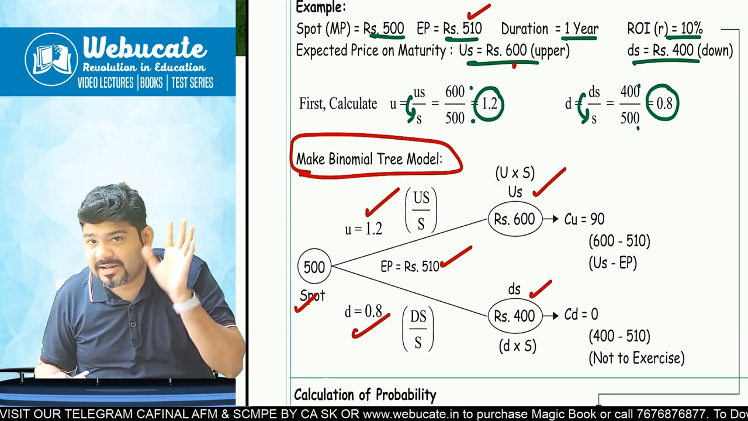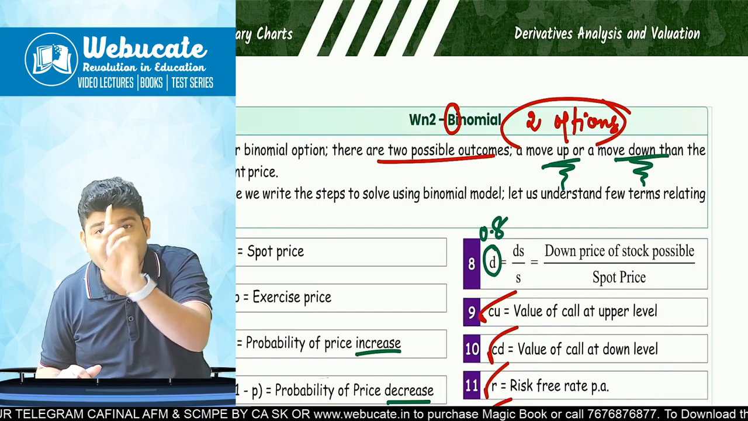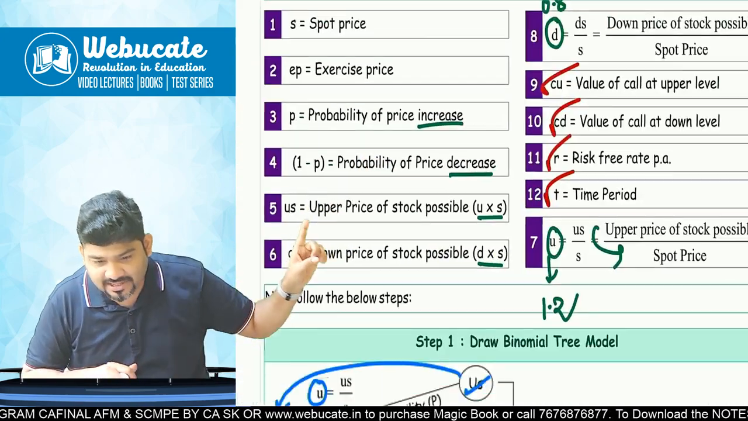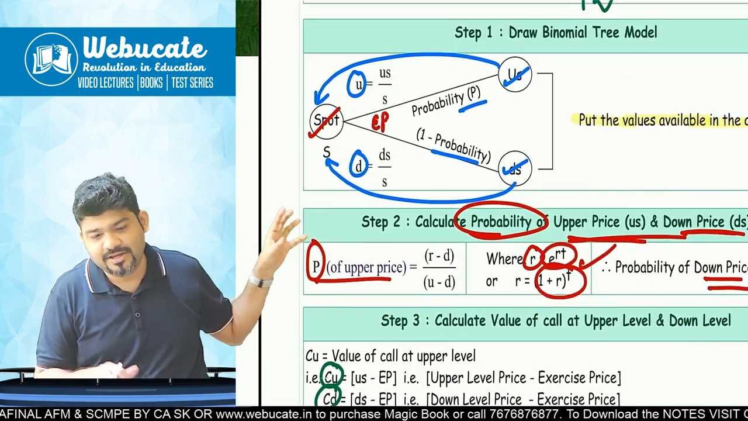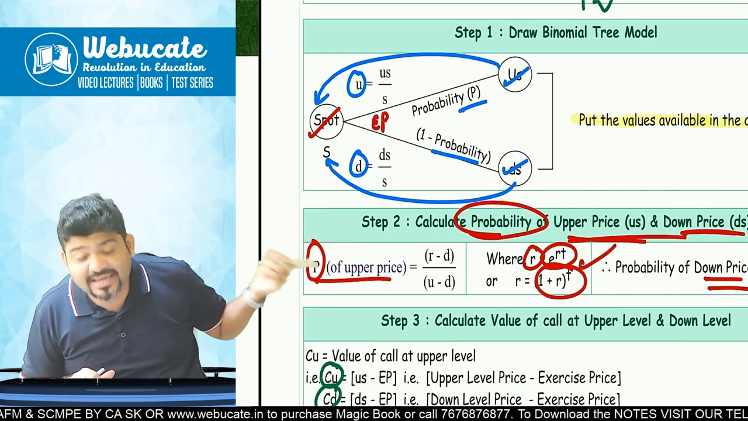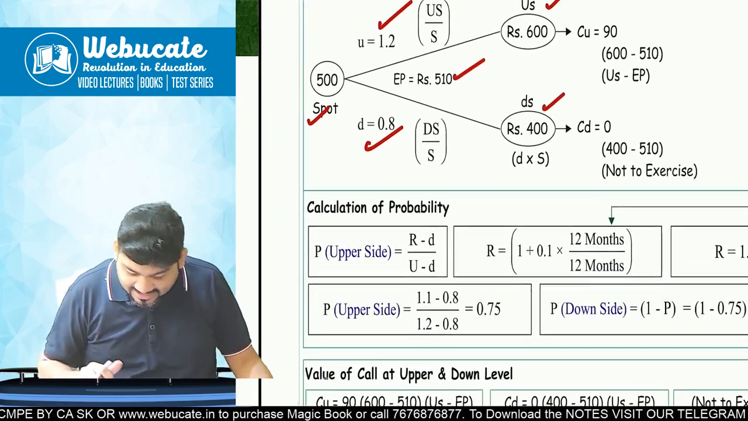Probability and 1 minus probability. How do you calculate that? R minus D upon U minus D. We have already taken the formula here. Calculation of probability: R minus D, U minus D. Okay, sir.